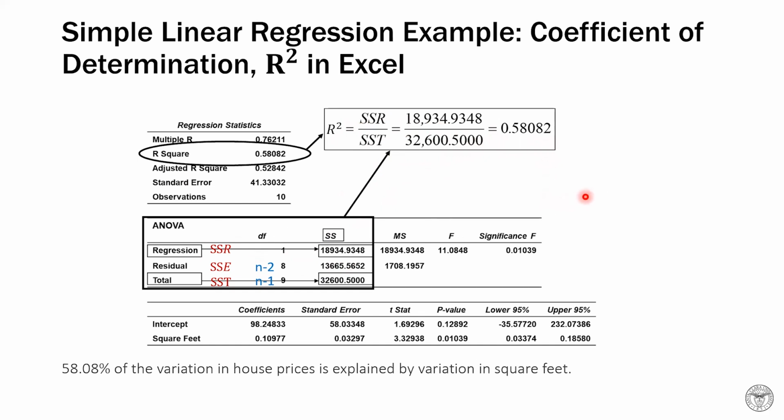Therefore, in the practice quiz, you may compute the R squared using only SSR and SST values, even if you don't have the R squared value over here. And then you can use this equation to figure out the R squared value.